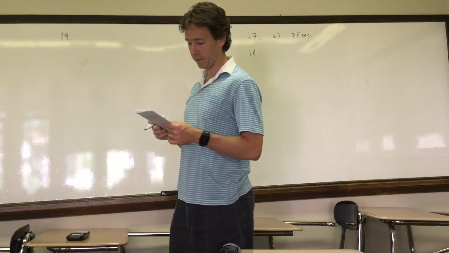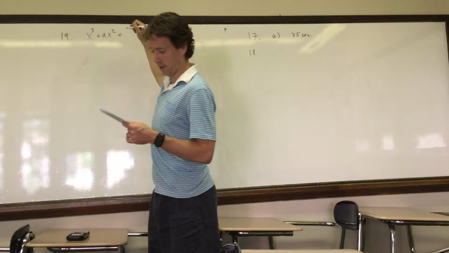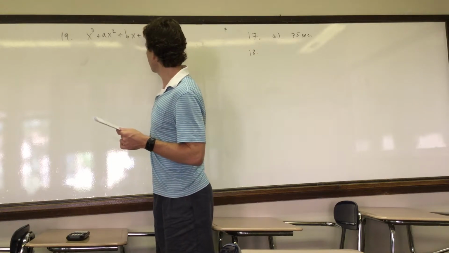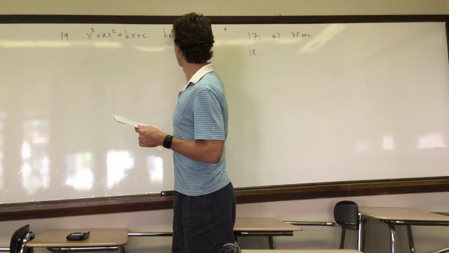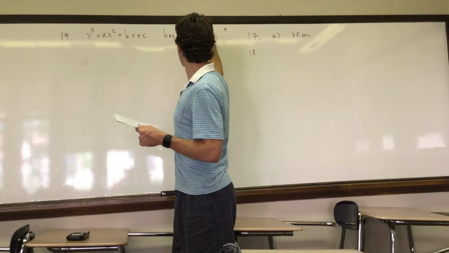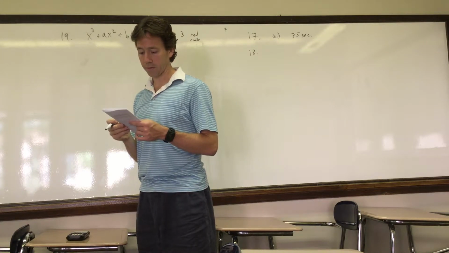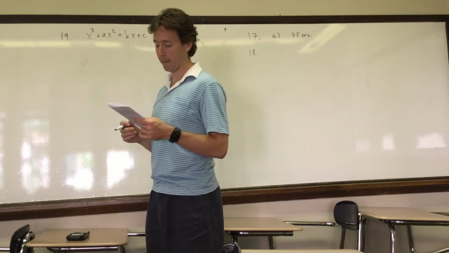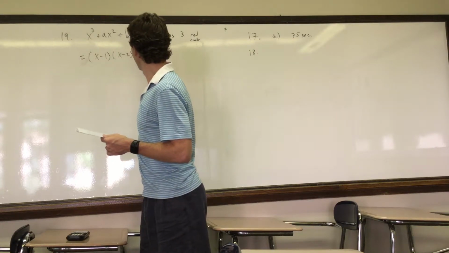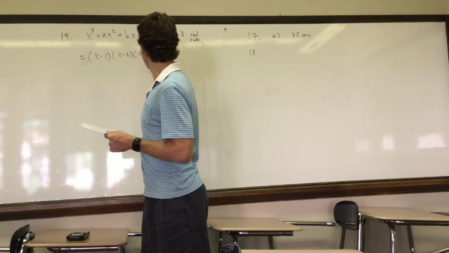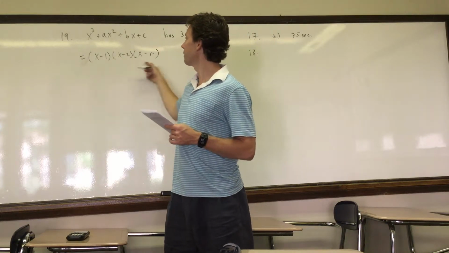Moving on to problem 19. We have a cubic polynomial, x cubed plus ax squared plus bx plus c, and this has 3 distinct real roots. Two of them are 1 and 2. Which of the following statements must be true? The third one we don't know, but because the leading coefficient is 1, I know that I can factor it this way.